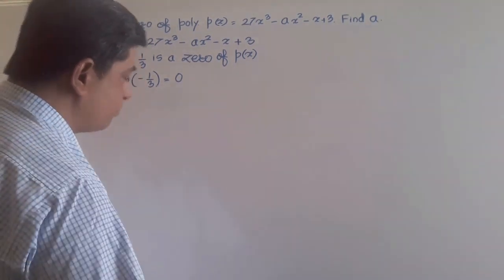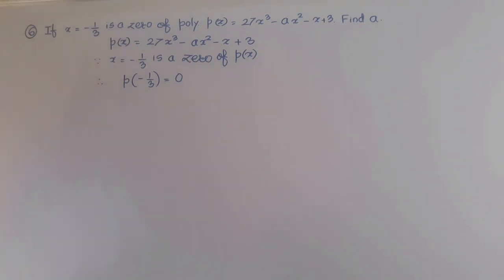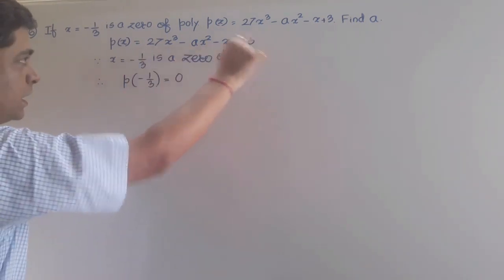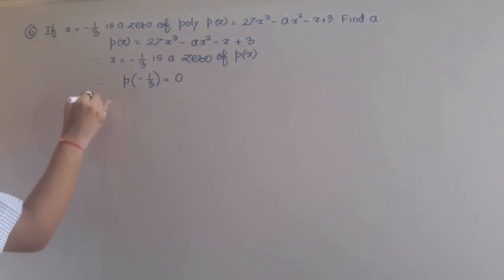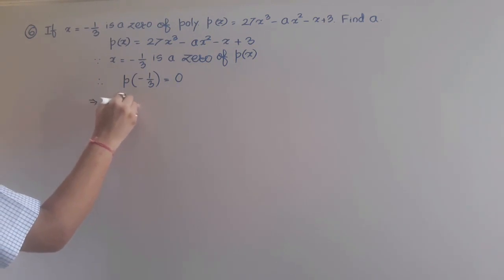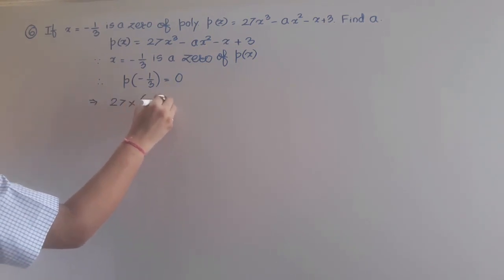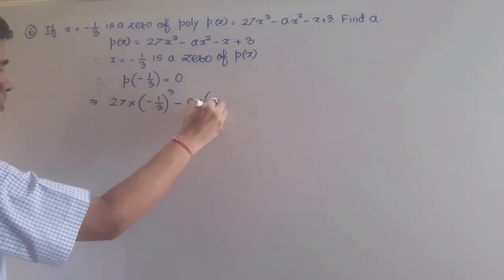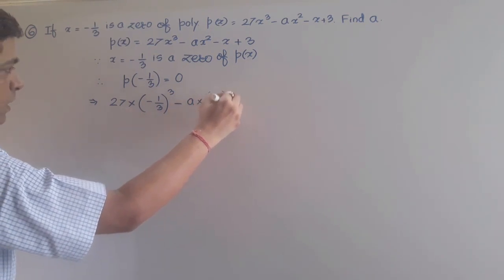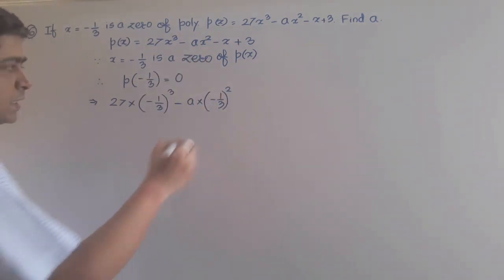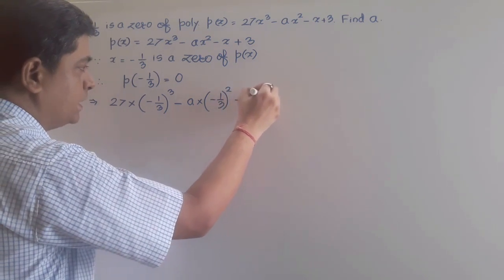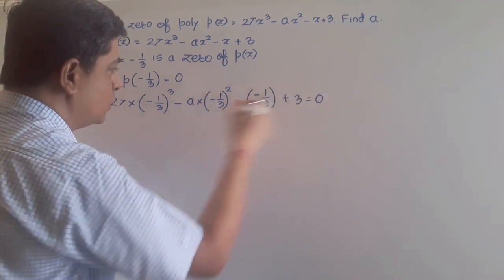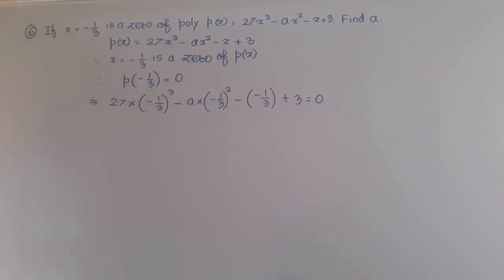Now put the value of P of minus 1 upon 3. How can we find P of minus 1 upon 3? Here I will replace x with minus 1 upon 3 on the right hand side, wherever x is coming. So 27 into the bracket minus 1 upon 3 whole power 3, minus a into minus 1 upon 3 whole power 2, then minus x, that will be minus of minus 1 upon 3, plus 3 will be equal to 0. As you can see, everywhere I kept the value of x.